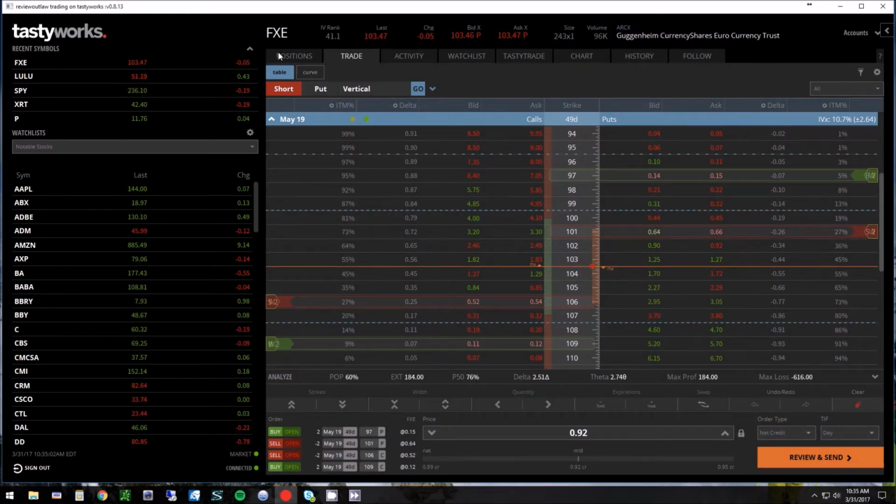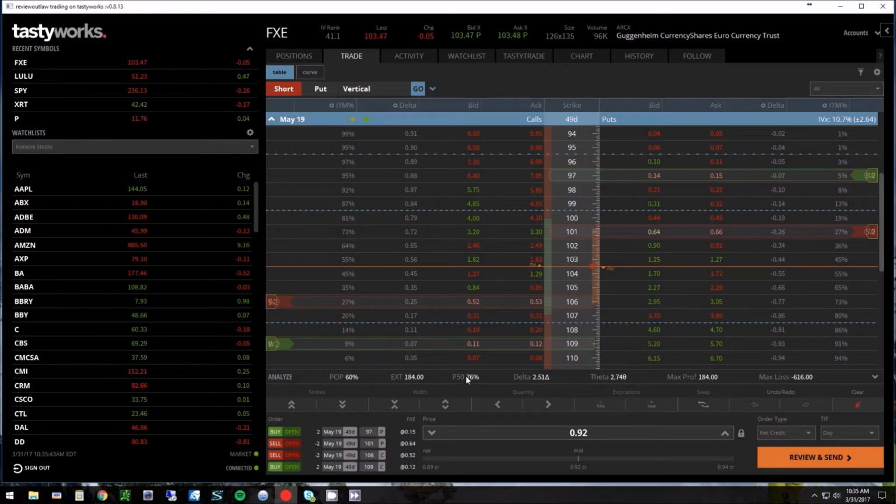Hey guys, I'm looking to put an order in of FXE. I'm looking at doing an iron condor. So the price right now is 103.47. Start at the top, I'm looking to sell a put here at the $97 price range. So I'm looking to buy that, and I'm looking to sell the put at 101. And then on the call side, I'm looking to sell a call at the 106 and buy a call at the 109. And my probability of profit is 60%.